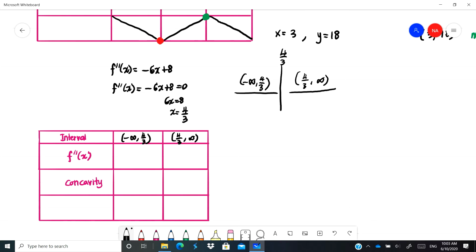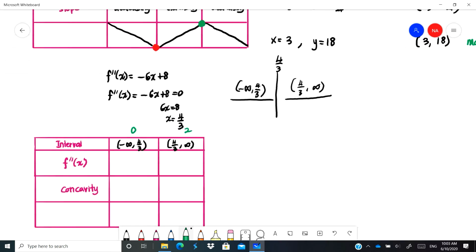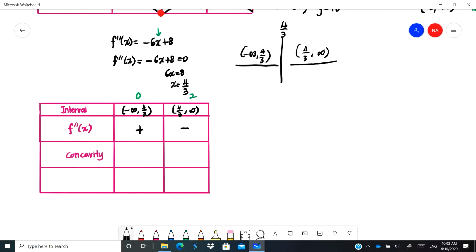So we're going to check that. We're going to have the test value. Take any value inside this interval. This one can be 0, and for the other, 4/3 is already 1 and 1/3, so you can take 2, which is easy for us. Substitute the value of 0 inside this function, we'll get +8, so that one will be positive. Substitute the value of x with 2, I get -12 plus 8, so I get -4, negative. So we know that this one is concave up, and this one is concave down.